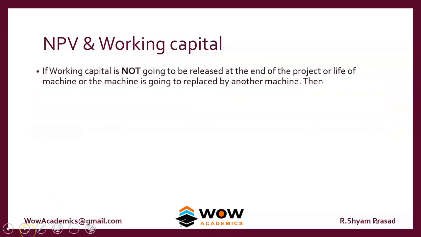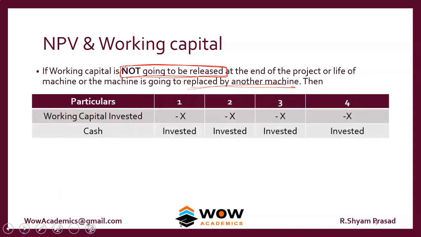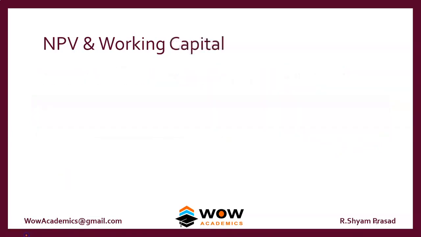So what would happen if the working capital is not going to be released, and you just keep continuing with another machine or with another factory? In that case, even in the last year, the working capital is just invested. So there's no release of working capital and there's no cash inflow. The last year is also a cash outflow.